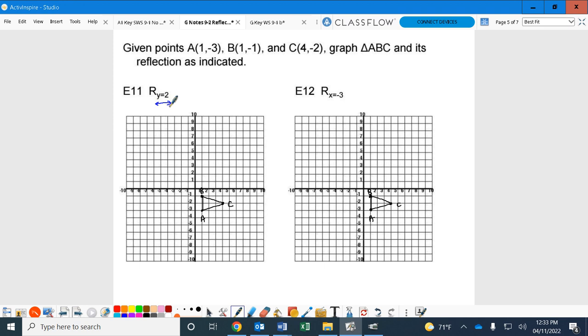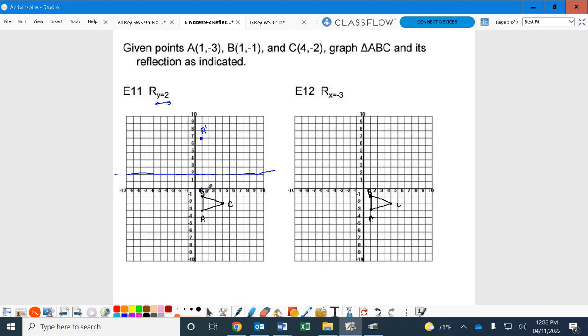So we need to draw a horizontal line at y equals 2. So we're going to draw a horizontal line right here at y equals 2. Goes all the way across. All right. We're going to be reflecting across this blue line. The A is 1, 2, 3, 4, 5 blocks away from there. So then we'd have to go up 1, 2, 3, 4, 5 blocks away. We have to put our new point. We have to call it A prime.